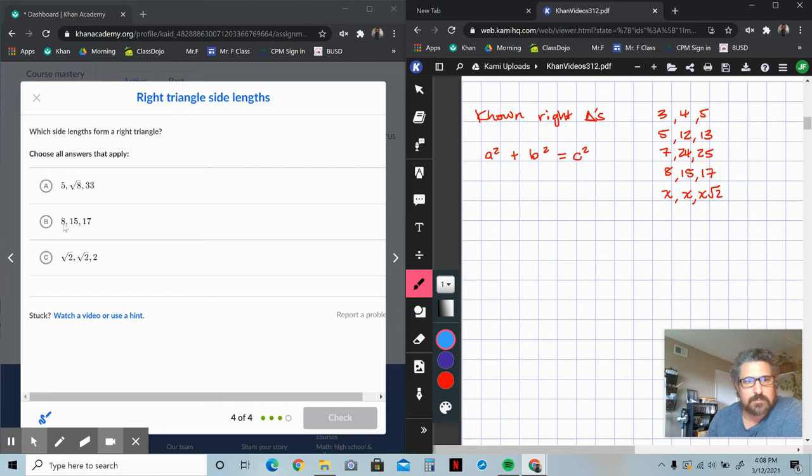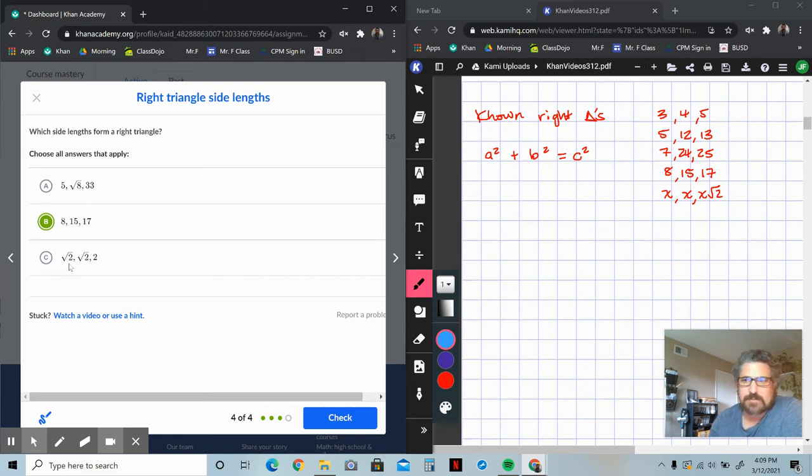It says 8, 15, 17. That's one of the known ones that we talked about, right? So 8 squared plus 15 squared is definitely 17 squared. That's just one that you can memorize. It's 8 squared plus 15 squared should equal 17 squared, and it does. Looking at it, A and C, we got to investigate a little more carefully. I don't see anything that's a known right triangle there.